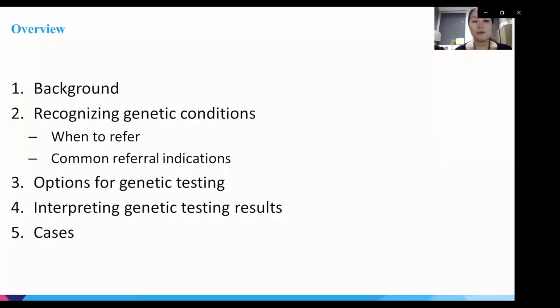So just a brief overview about what I'm going to be speaking about today. I'm going to be talking about a brief overview and background on genetics, how to recognize genetic conditions, when to refer your patient to a genetic specialist, common referral indications, options for genetic testing and how to interpret these results, and then a couple of interesting cases that I've come across.